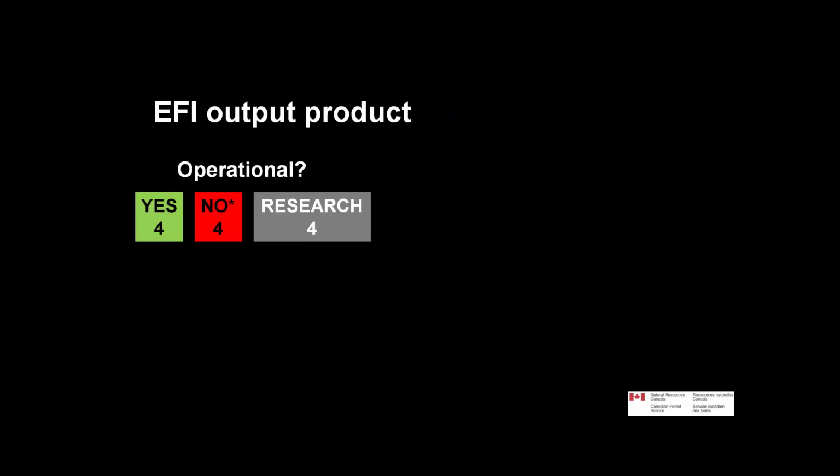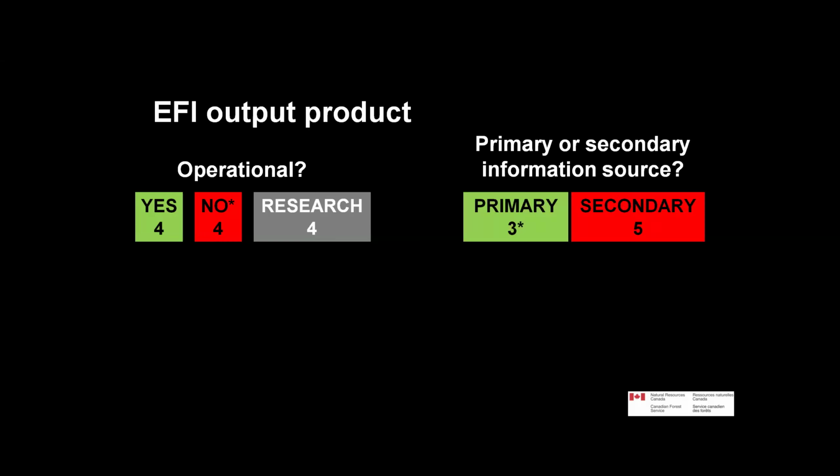So in terms of the EFI outputs itself, is it operational or not? So for 4 jurisdictions, it was. For 4 jurisdictions, it's not. That is really a not yet. That's why that asterisk is there. So some jurisdictions, as we've heard today, are still in the process of operationalizing their EFIs. And for 4, it's primarily still a research tool, something that they are exploring. Is it the primary or secondary source of information? So for 3 jurisdictions, it is the primary source or one of the primary sources that is being used. For the others, it's a secondary source of information.